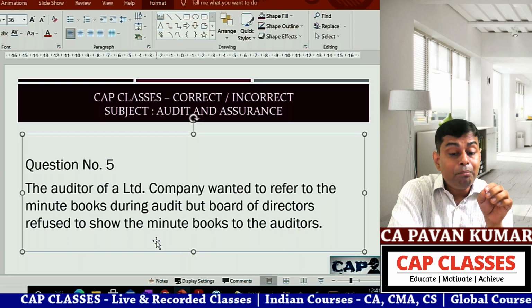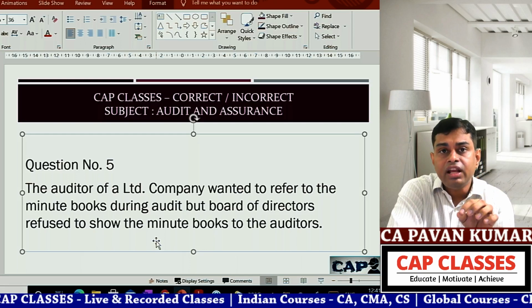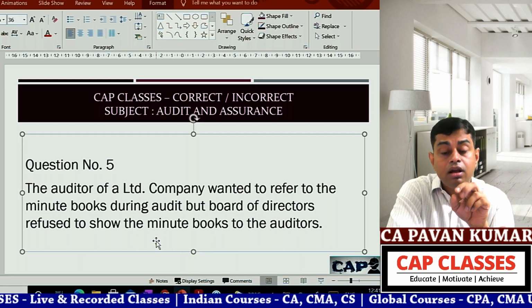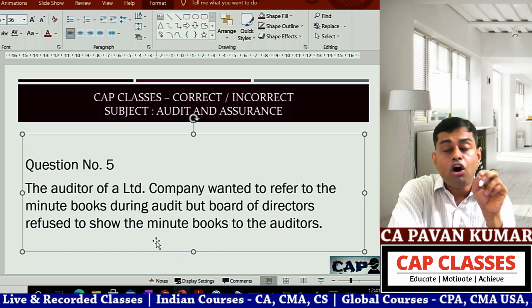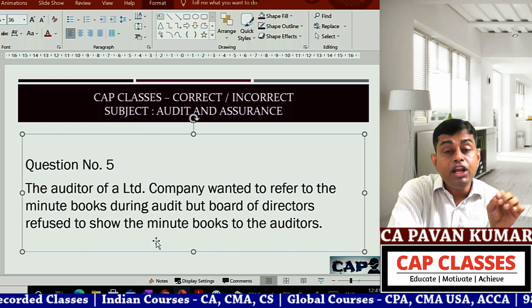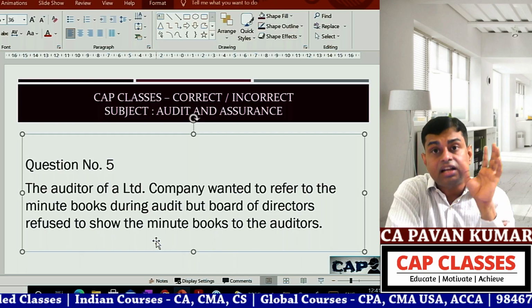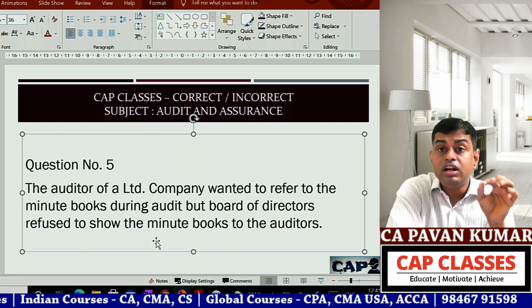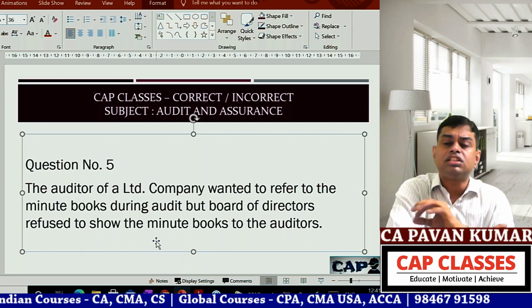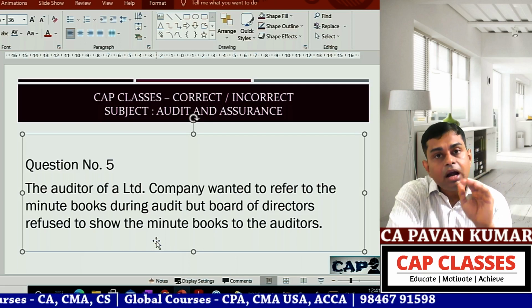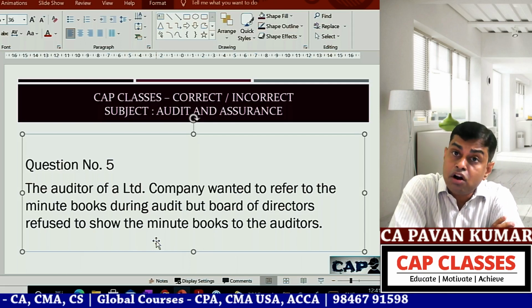So, company auditor's right to verify minutes, board minutes, minutes of committees of board, right to visit and participate in general meetings, right to verify cost records, all are statutory. All these will come under books of account. So you cannot restrict me.